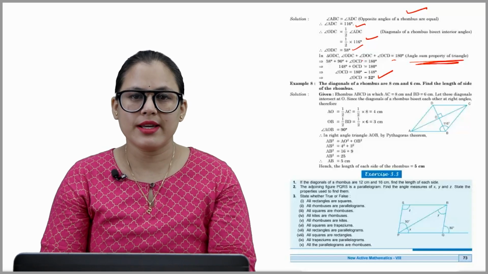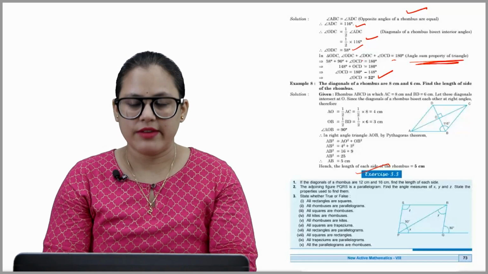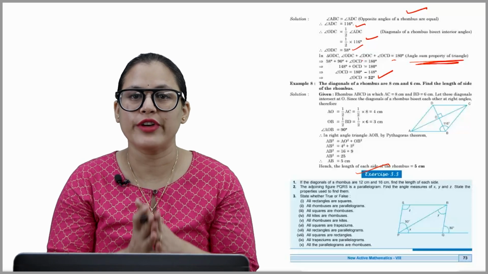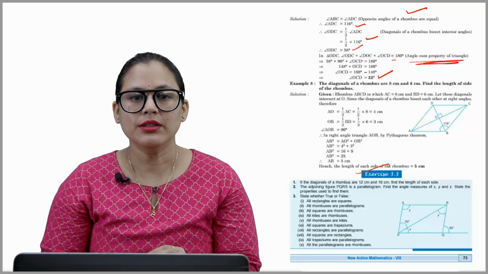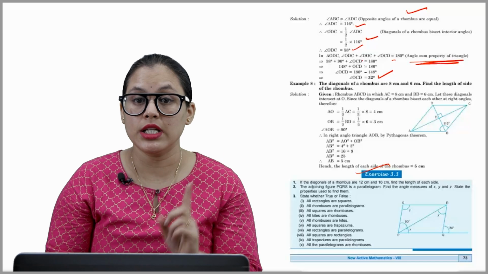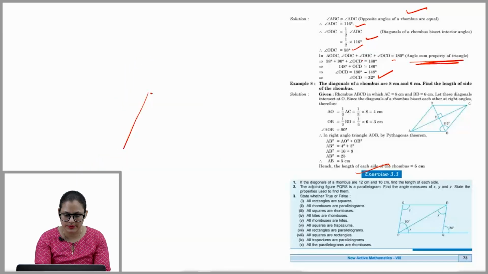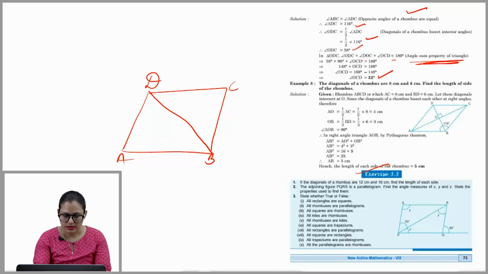Okay, let's do exercise 3.3. If the diagonals of a rhombus are 12 centimeter and 16 centimeter, find the length of each side. Okay, so here diagonals are given, we have to find the length of each side. Okay, so this is a rhombus ABCD. Okay, diagonals are given. These are the diagonals. This is the point of intersection. We can consider it as O. Okay, this side is 12 centimeter and what is the other one?